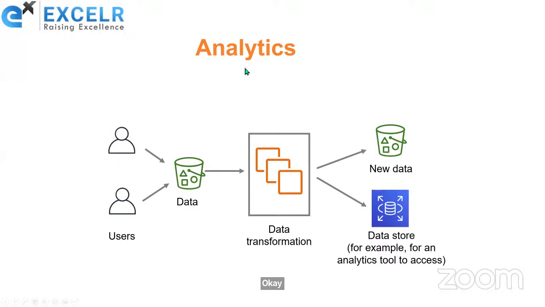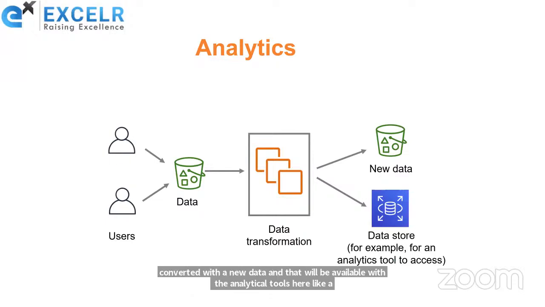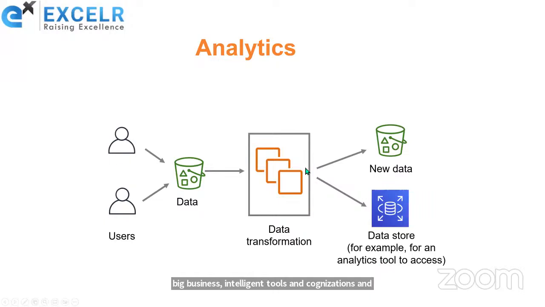You can see an example of this. Users upload the data, and the data is transformed with some kind of RDBMS tools and converted into data stores, for example, for an analytical tool to access. When you access this data in a graphical or analytical way, it is converted into new data and made available to analytical tools, like business intelligence tools, Cognos applications, and Oracle tools. These are the tools where you can access the data in an analytical way. So this is information on how data can be fetched.